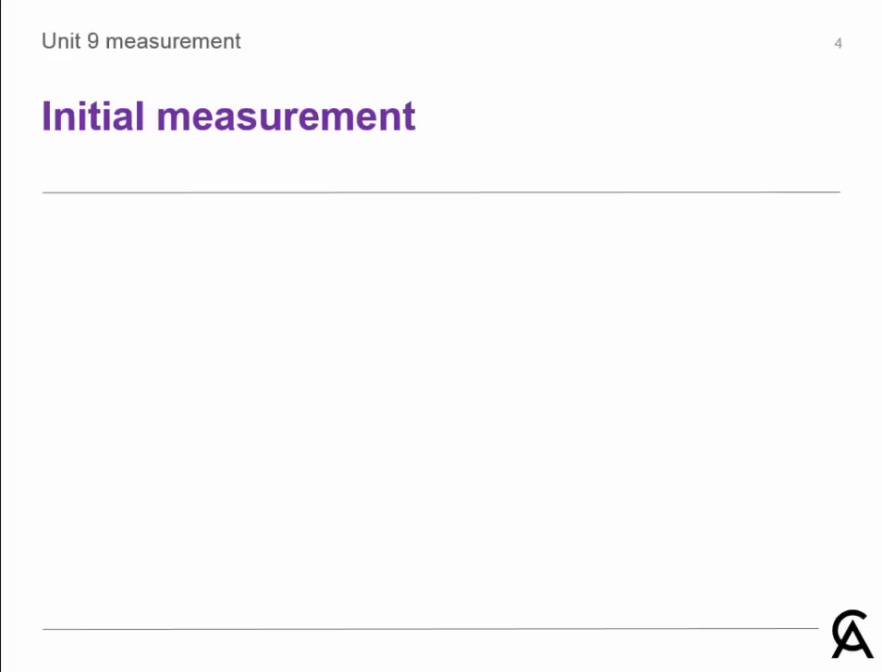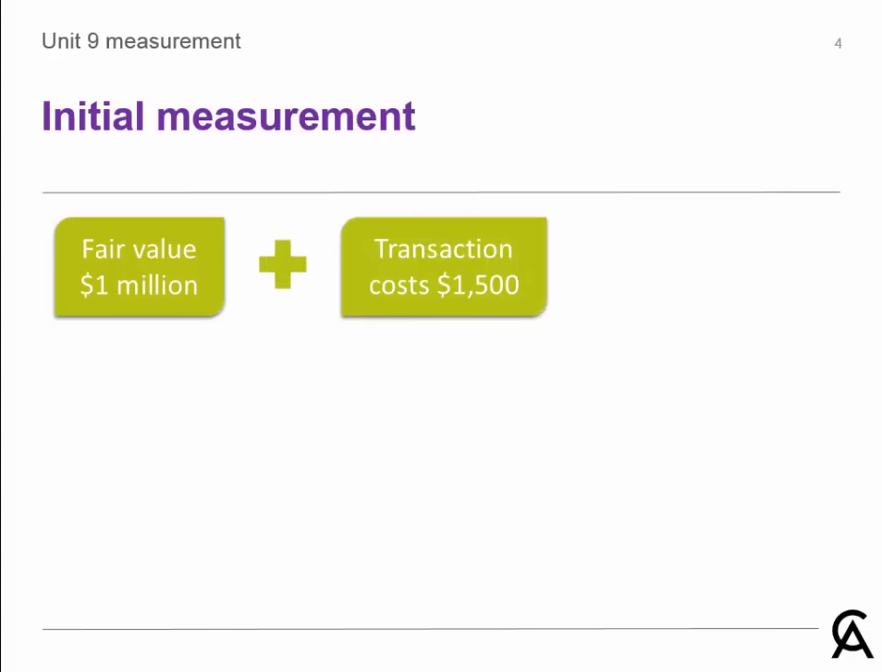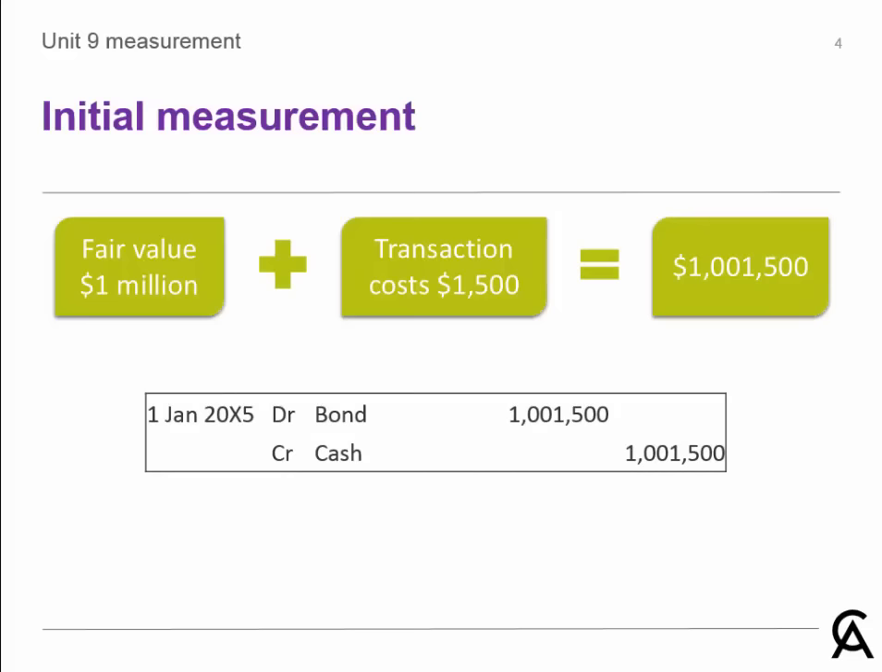Firstly, its initial measurement. The fair value of the bond is the amount Pullman paid for it, which is $1 million. Pullman also paid transaction costs of $1,500. The bond is classified as amortised cost, so that means we include the transaction costs as part of the initial cost of the bond. The journal entry for this would be to debit the bond value on the statement of financial position as $1,001,500 and credit cash for the same amount.